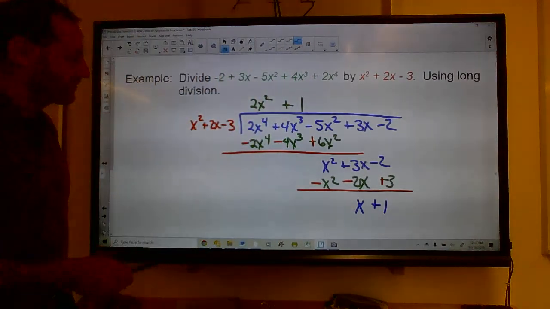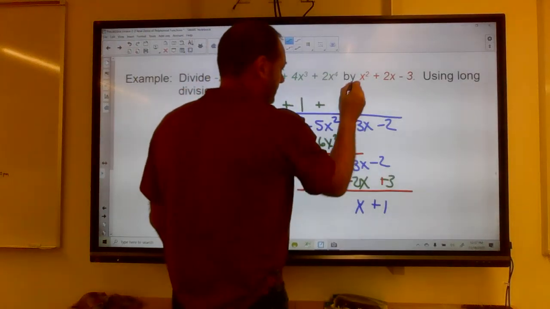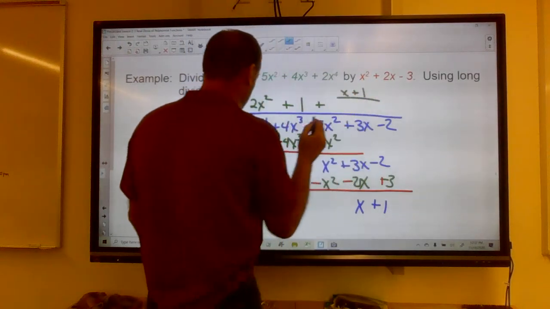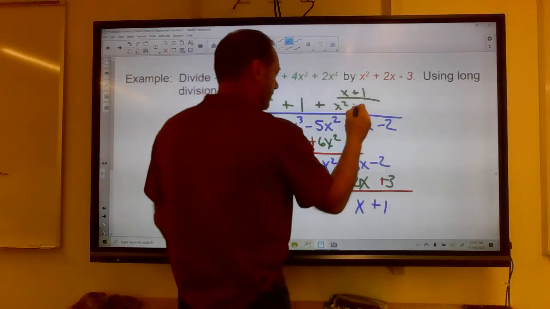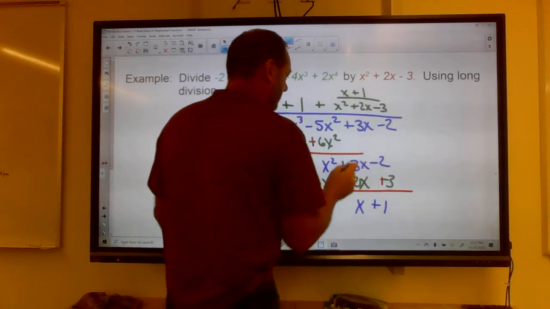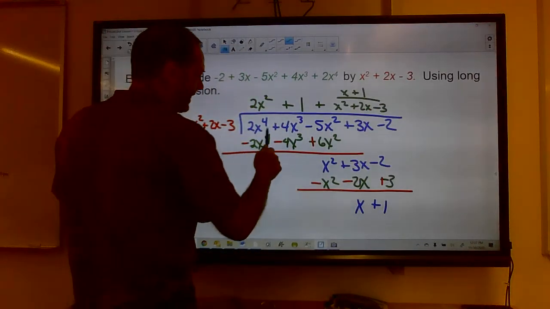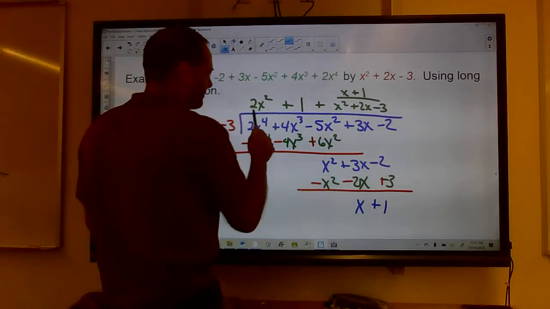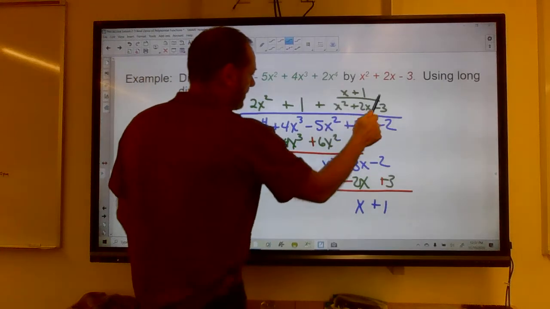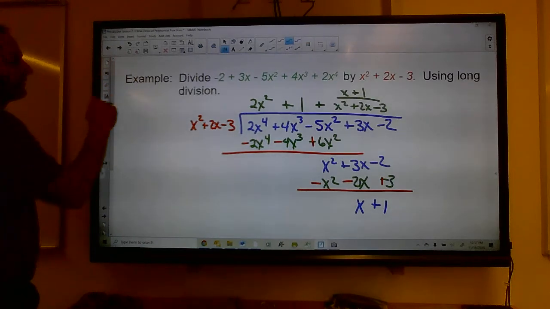Now, this is a power lower than this. I can't divide it anymore. This is my remainder. So what I'm going to do is I'm going to go plus x plus 1 over this right here, x squared plus 2x minus 3. So if I go back to that equation, here's my f of x. Here's my d of x, here's my q of x, and there's my r of x. Hopefully that's what you got.